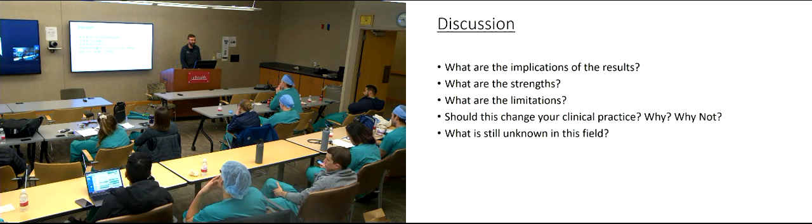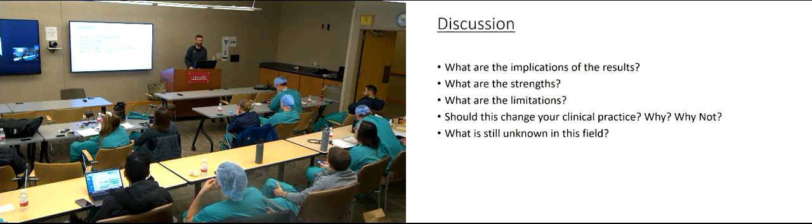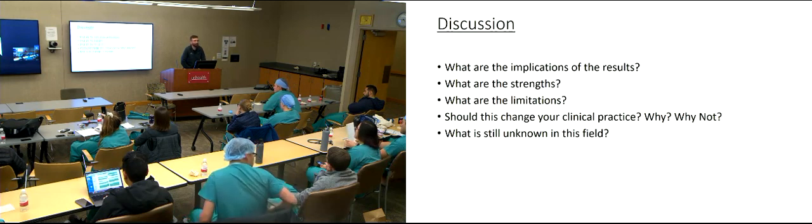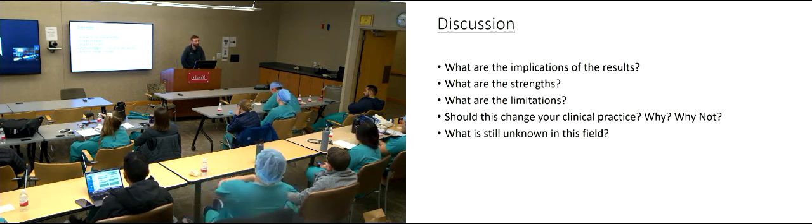Well, first, we'll go with, we should probably do strengths and limitations first. I have to go out of order. So what's good about this? Large cohort size. Comprehensive years, data set.